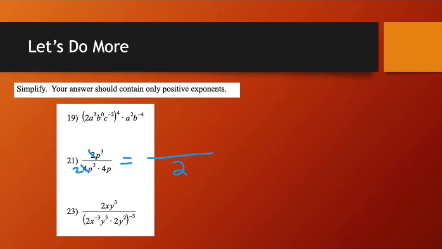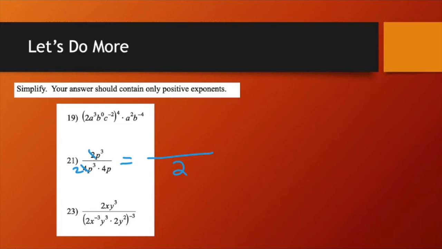Now, what are we going to do? There's a lot of things we can do, and a lot of them could be correct. Couldn't we cross out the p cubed? If you didn't see that, you could say, look, on the bottom I have p to the 3 and p to the 1, which is p to the 4. So it's going to be 1 over 8p.